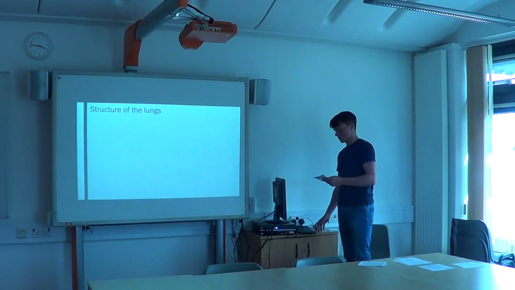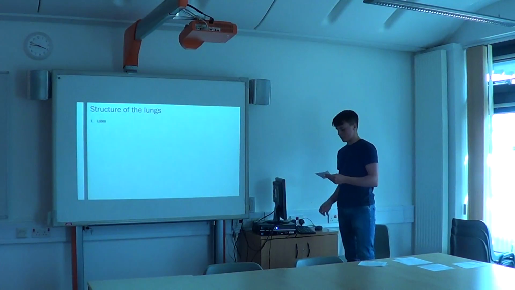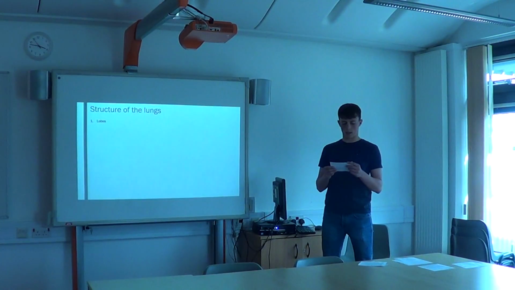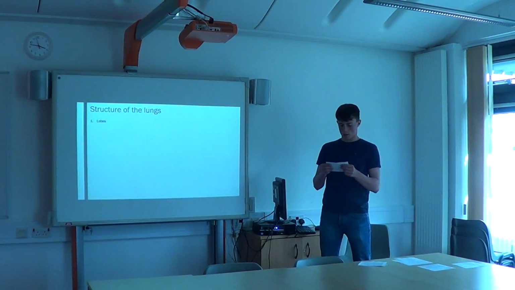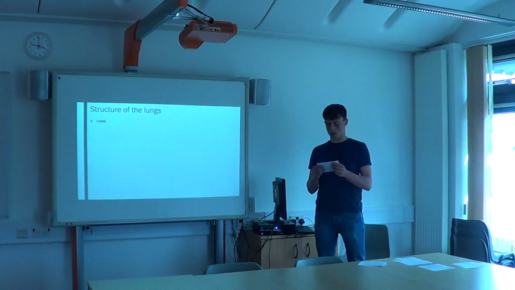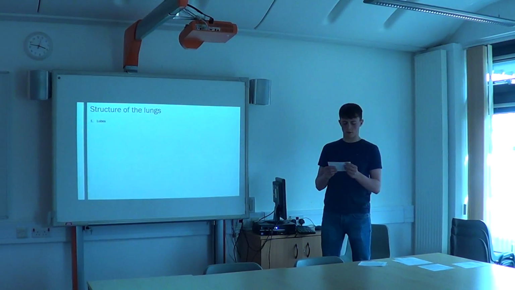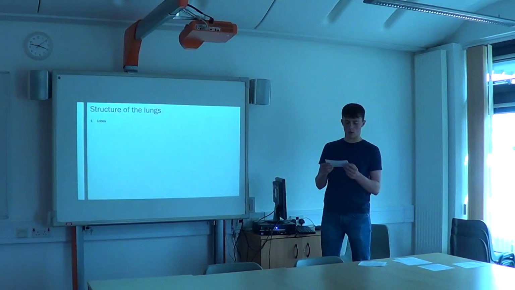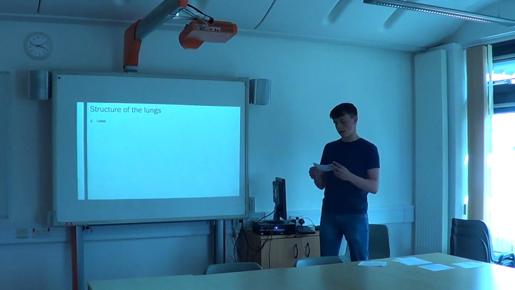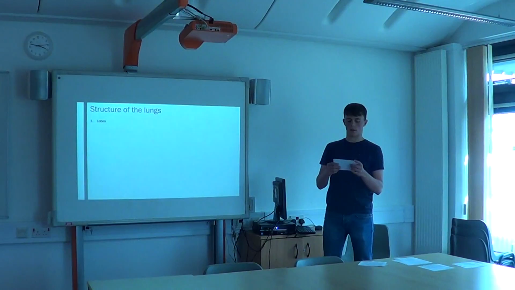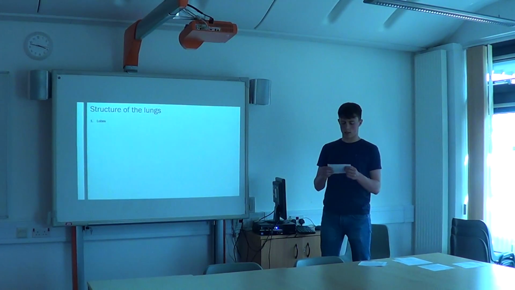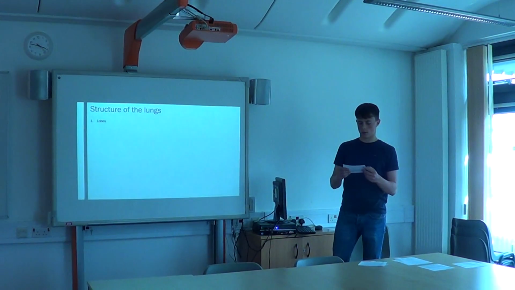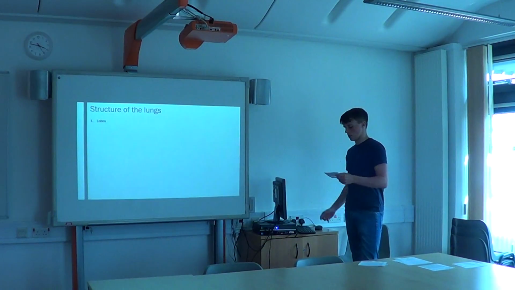On to the next slide. This is the structure of the lungs. Each lung is divided into lobes. The right lung has 3 lobes, and the left lung has only 2 lobes. And this is to accommodate the heart. If a lobe becomes infected, it allows the rest of the lung to function. So if one section gets infected and has to be shut down, then there are other parts that can still help the lung function.